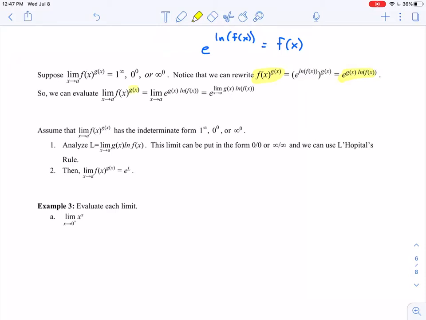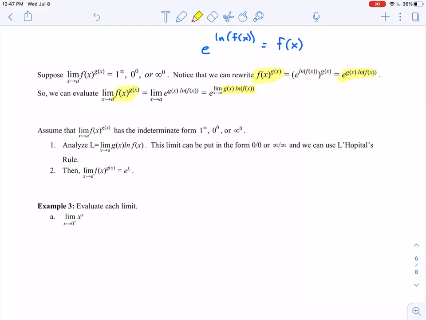So if I want to look at the limit of f of x raised to the g of x power, I can look at the limit of e to the g of x times natural log of f of x power, or just look at the limit of that power since e is just a constant. So I'm always going to be looking at that power, because when I rewrite that power as g of x times natural log of f of x, we should be able to rewrite that in a form that gives us 0 over 0 or infinity over infinity when we try to evaluate the limit directly. So here's our procedure here.